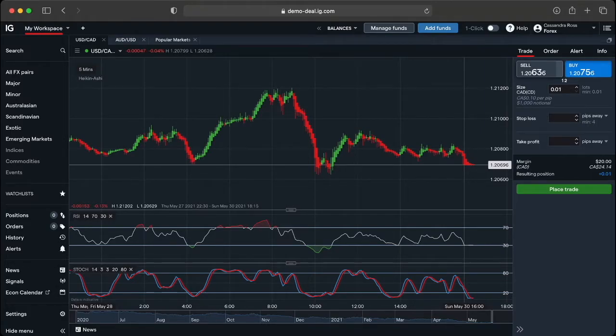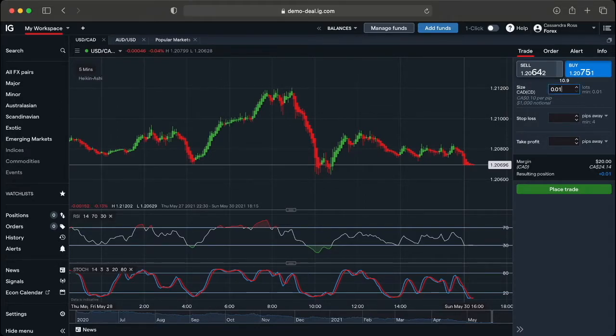Forex does not have a PDT rule or a cap on how many times you can go in and out of a trade. So you can trade Forex all day, every day, as long as the market's open. Market is open from Sunday afternoon to Friday afternoon. It closes, my time, Friday afternoon, and then opens back Sunday afternoon, like currently.